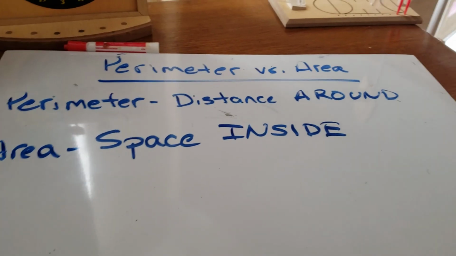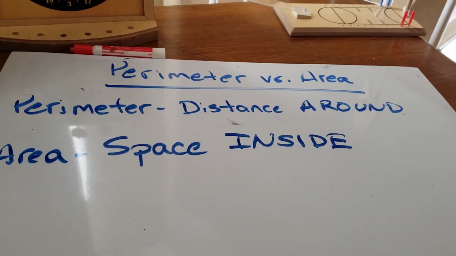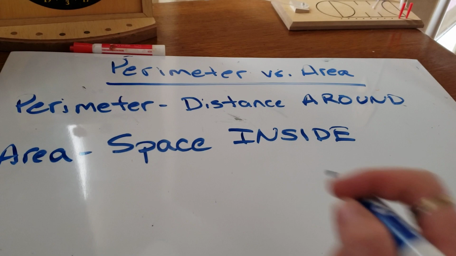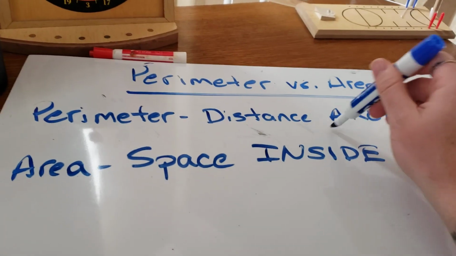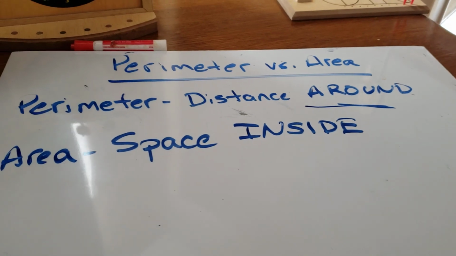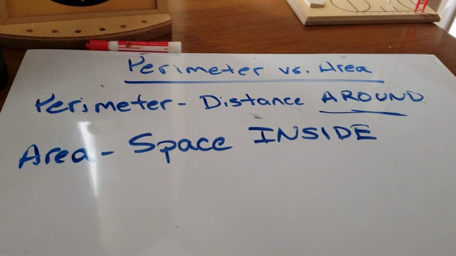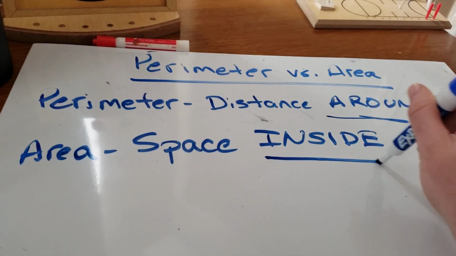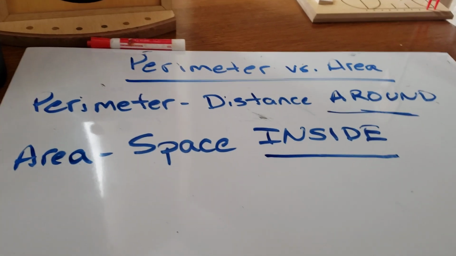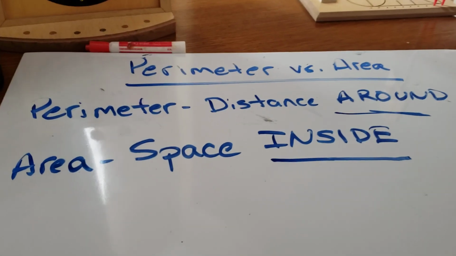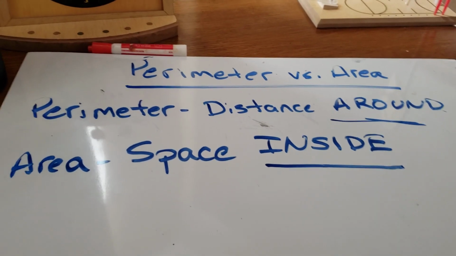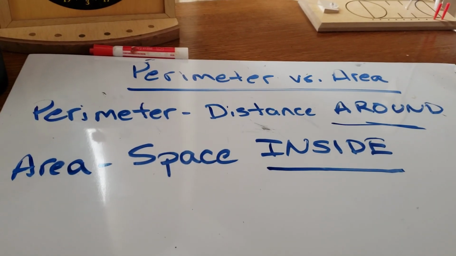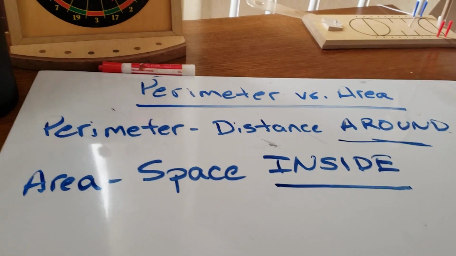All right, so today's lesson is all about perimeter versus area. Remember that perimeter is the distance around an object, whereas area is the space inside that object. So today we're going to look at numerous geometrical shapes and work on calculating their perimeter and their area.